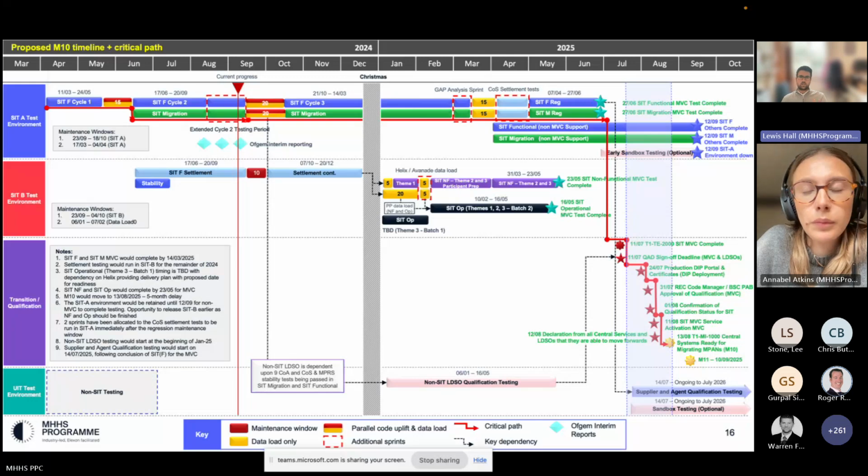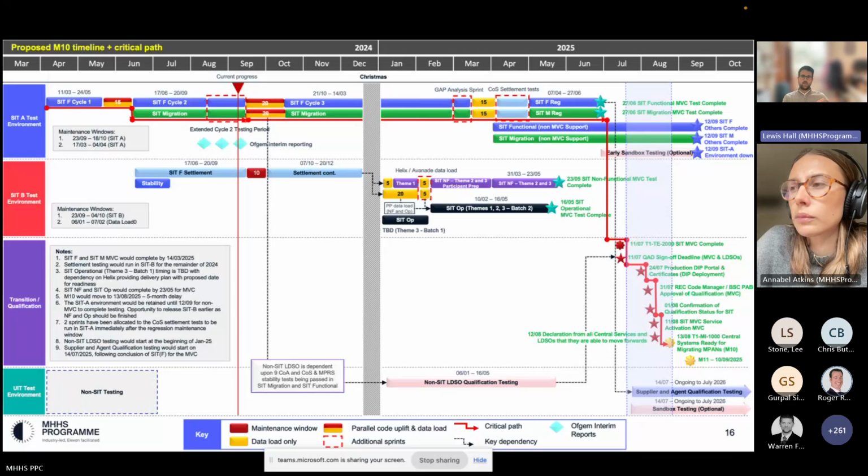Equally, the gap analysis sprint at the end of cycle 3 currently has a small set of tests to be completed, and we've aimed to keep that window as free from additional testing as possible.